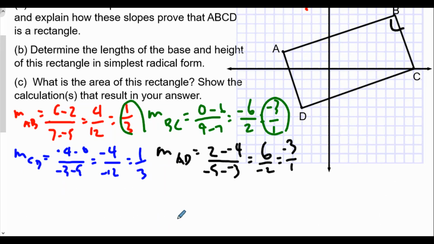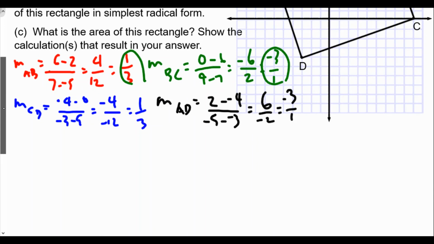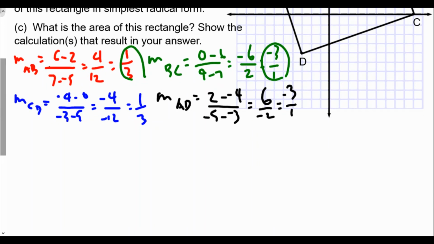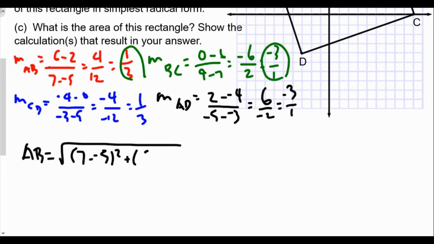So now the second part: determine the lengths of the base and the height of this rectangle in simplest radical form. Now the funny part is a lot of work is done already for us. We have AB, and the distance formula for AB is the difference of the x's, 7 minus negative 5, squared, plus the difference of the y's, 6 minus 2, squared, which is the square root of 12 squared plus 4 squared.